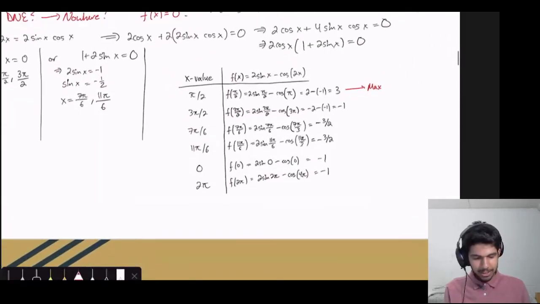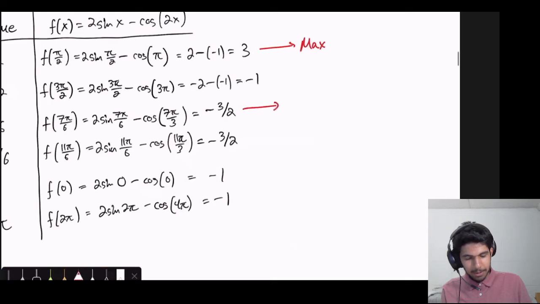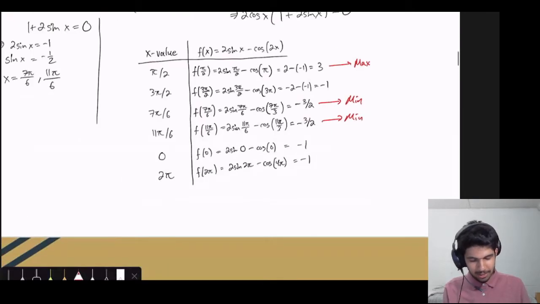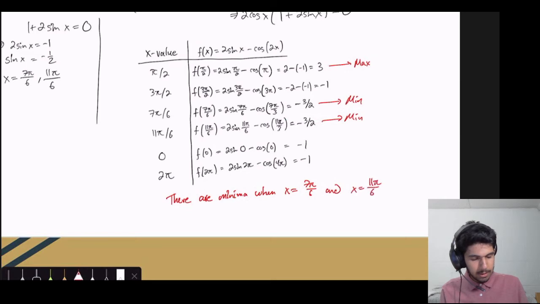So I'll scroll back here. So this is a minimum. This is a minimum. And then we can just write a concluding statement at the bottom. There are minima when x equals 7 pi over 6 and x equals 11 pi over 6.